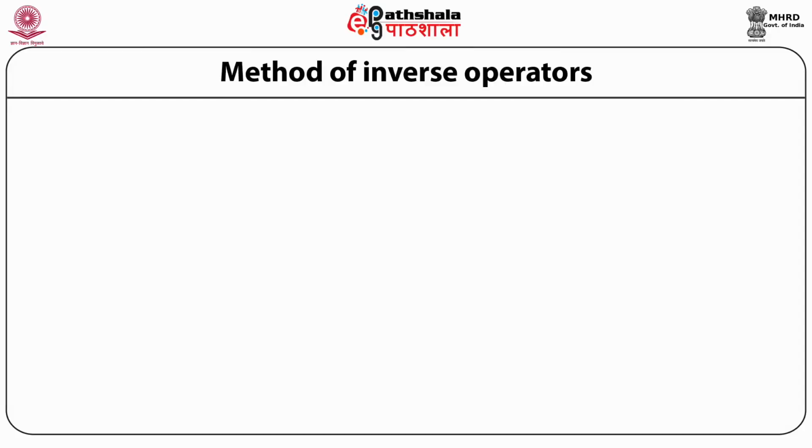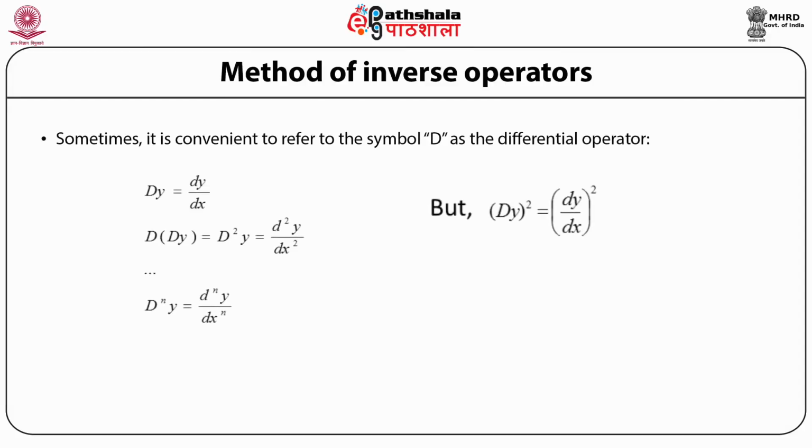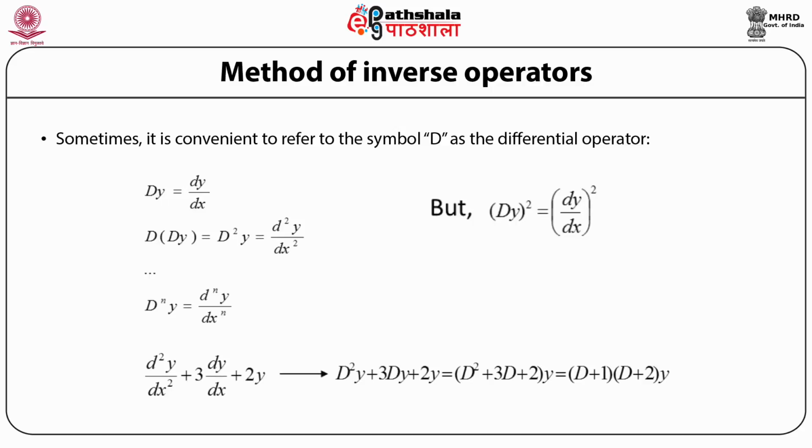Method of inverse operators. Sometimes it is convenient to refer to the symbol D as a differential operator instead of writing the complete term dy by dx. As you see at the bottom of the slide, d squared y by dx squared plus 3 dy by dx plus 2y can be easily written as D squared y plus 3Dy plus 2y. Then you can even write it in a simpler form as (D plus 1) times (D plus 2) times y.